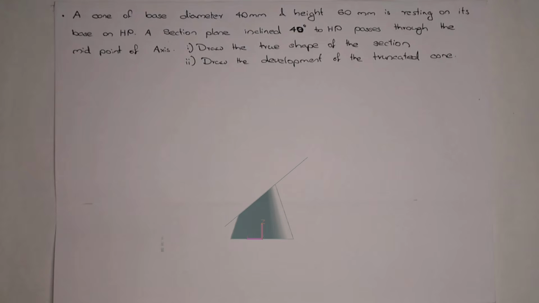Hi everyone. Today we are going to discuss the sections and development of a cone of base diameter 40 mm and height 60 mm. It is resting on its base on HP. A section plane inclined 40 degrees to HP passes through the midpoint of the axis.